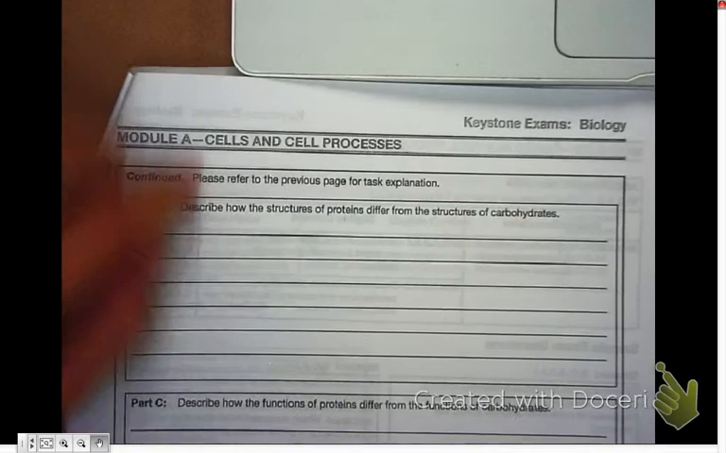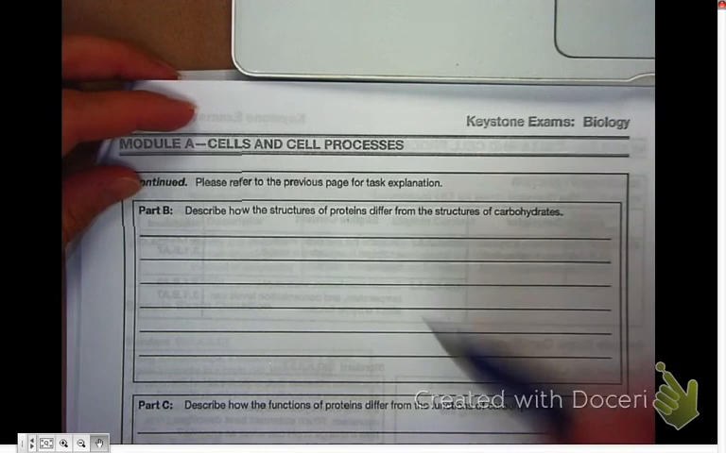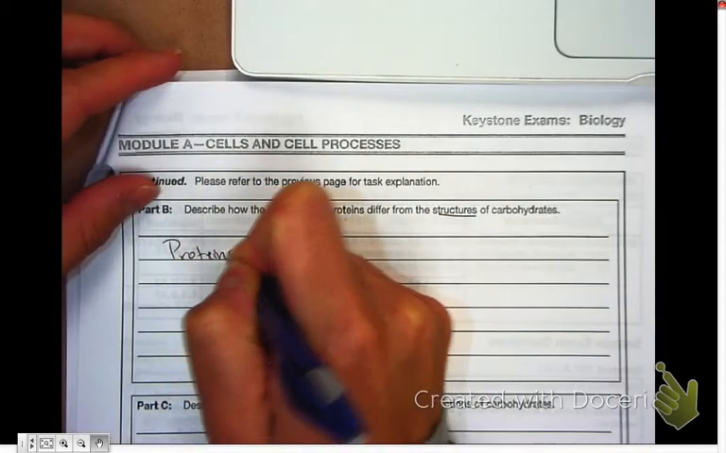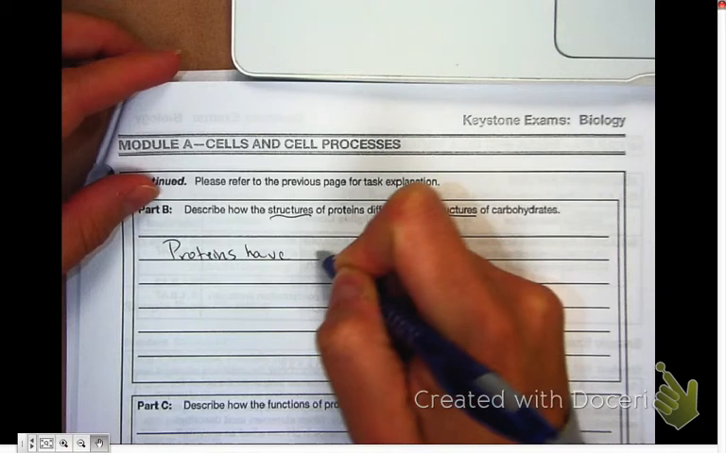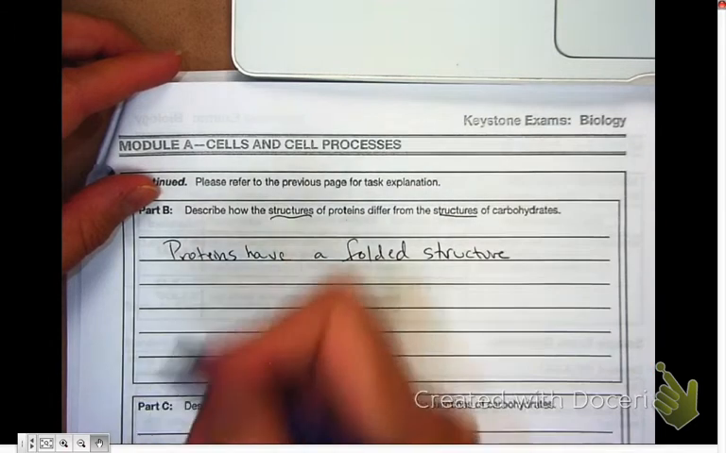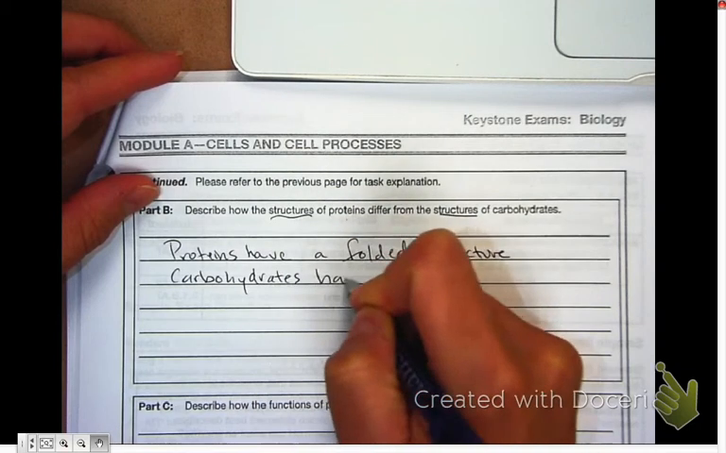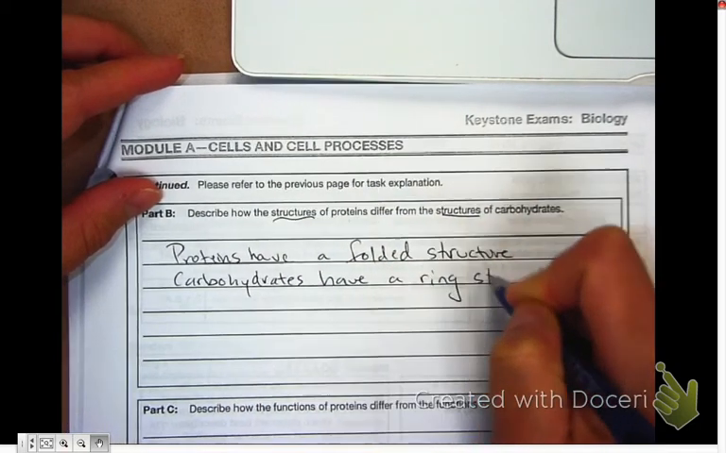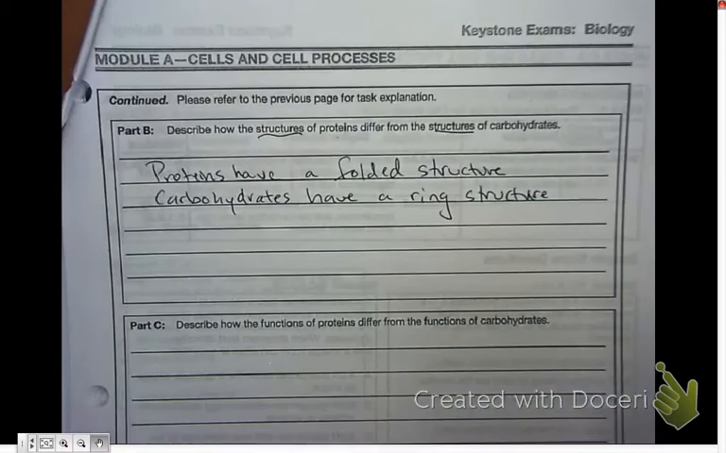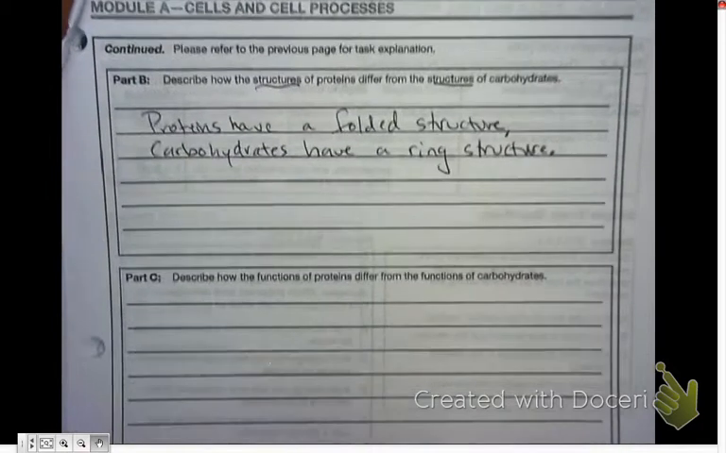Describe how the structures of proteins differ from the structures of carbohydrates. So we're looking at the structure here, structure of both. Proteins have a folded structure, whereas carbohydrates have a ring structure. They're also branched, so you can put that too, branched rings. But what I have written down is perfectly acceptable.